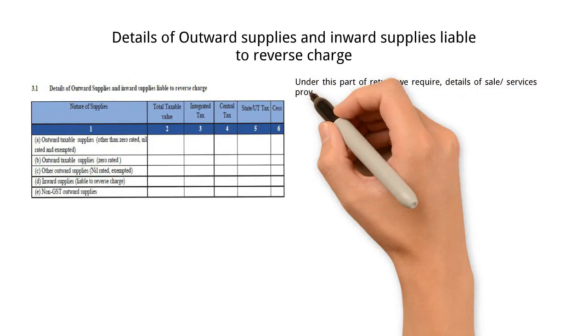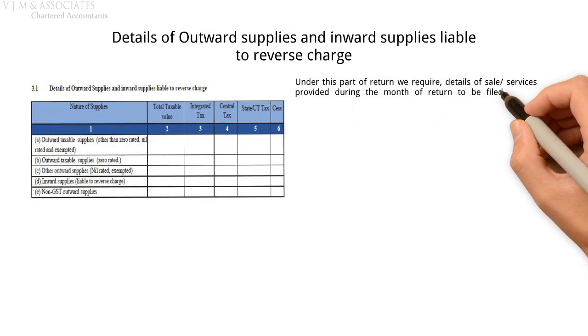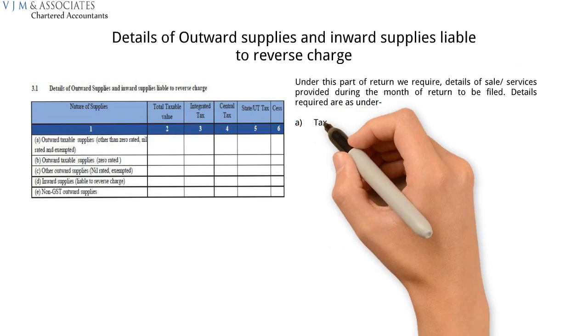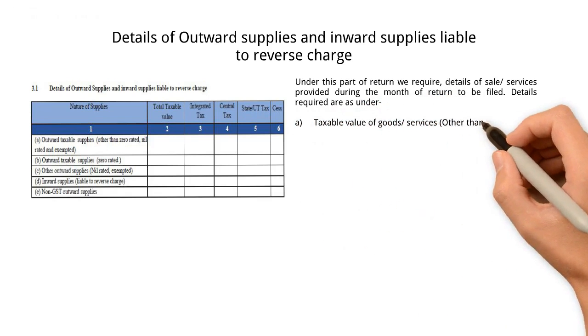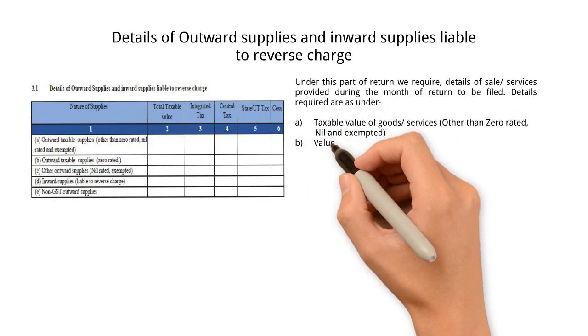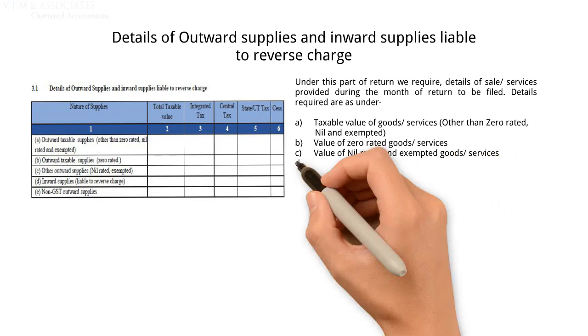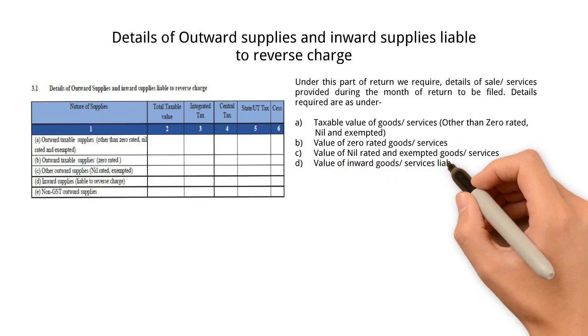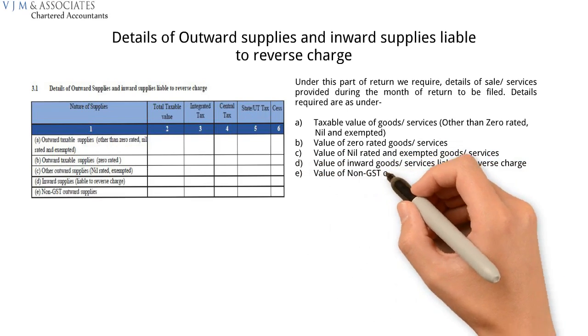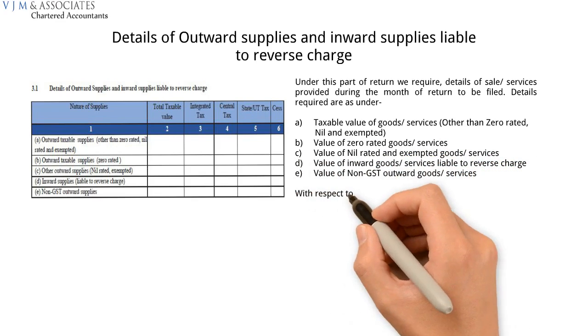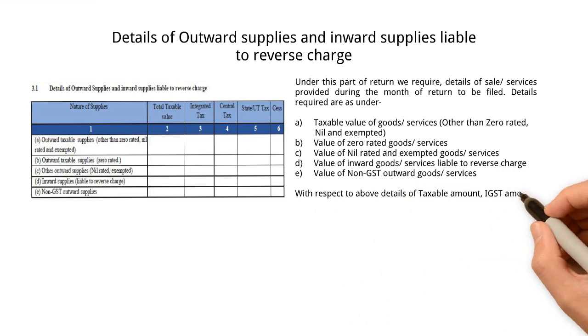Under this part of return we require details of sale or services provided during the month of return. Details required are as under: taxable value of goods and services, other than zero rated, nil and exempted. Value of zero rated goods and services. Value of nil rated and exempted goods and services.